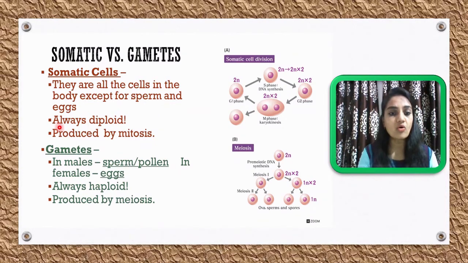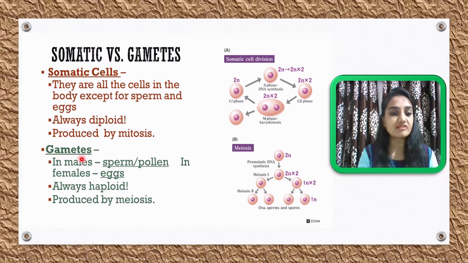Somatic cells are always diploid and are produced by mitosis. So for the production of somatic cells, mitosis plays a very important role. Somatic cell reproduction or generation occurs by the mitosis process.